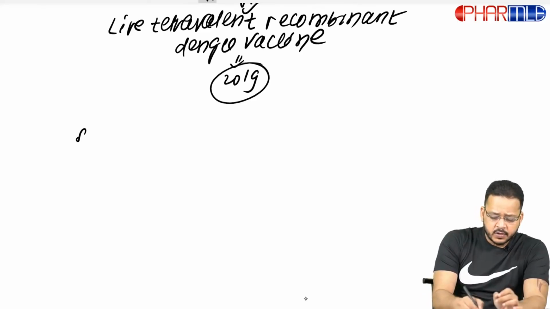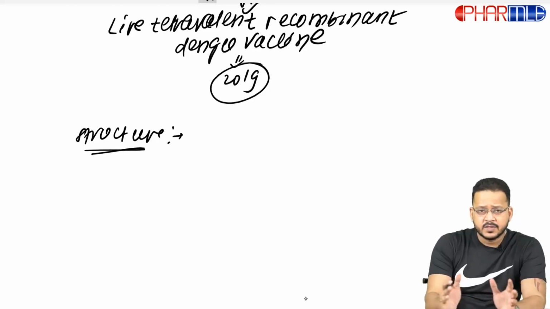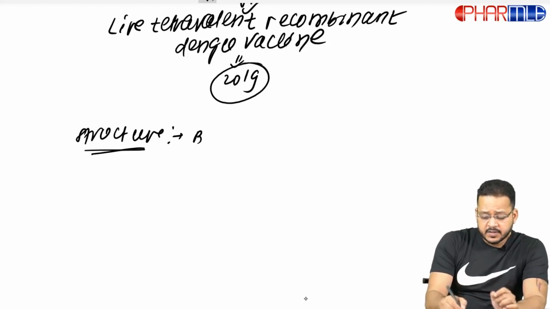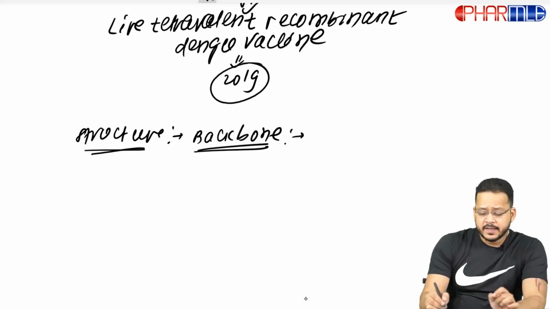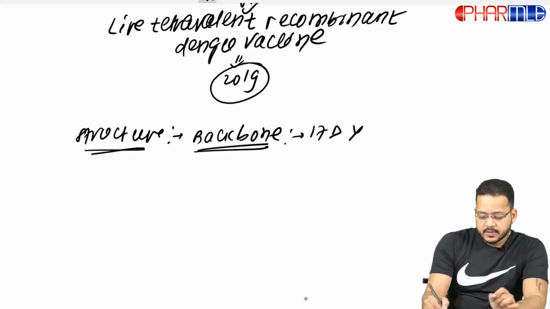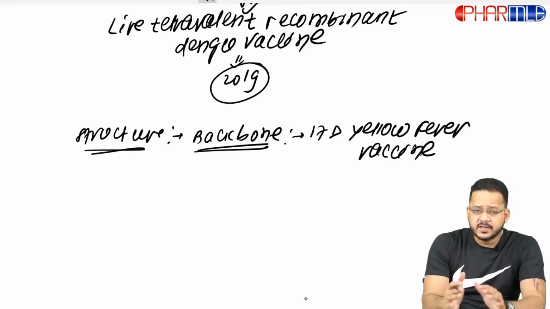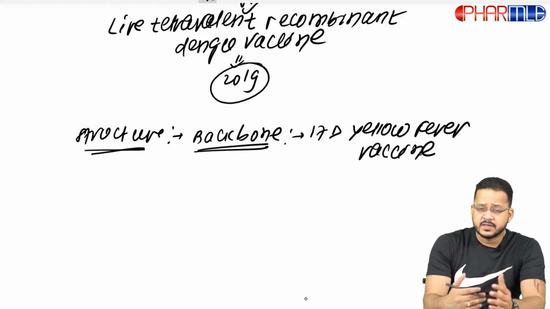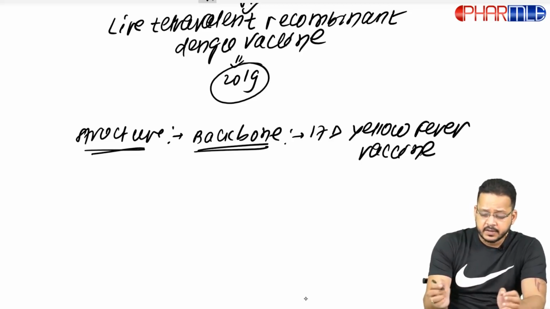To begin with, I'll talk about the structure of this vaccine. How does it look? This has been designed on a backbone. The backbone is the 17D yellow fever vaccine. So we have taken this vaccine as the backbone on which we have synthesized Dengvaxia, the dengue vaccine. Let us see what the structure of the 17D yellow fever vaccine is.